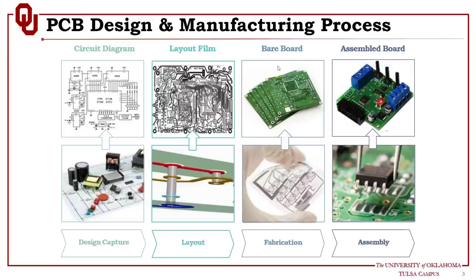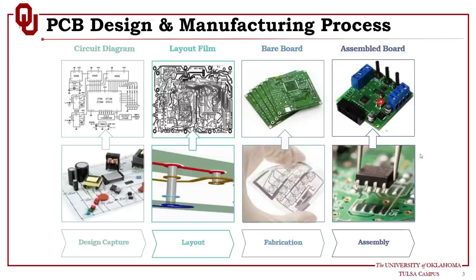Now, once the bare boards are fabricated, you send them to the assembly house. The assembly house will do sourcing for the components, or you can source the components yourself and then send them along with the bare boards to the assembly house, in addition to the bill of materials and other very important files called the placement file or mounting file. They will start doing the assembly for the boards before they ship them back to you. Now, this is basically the whole process.